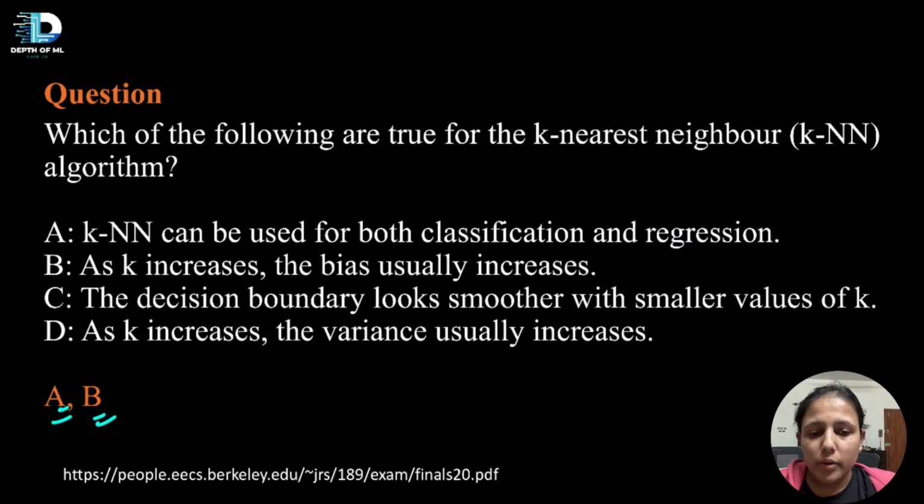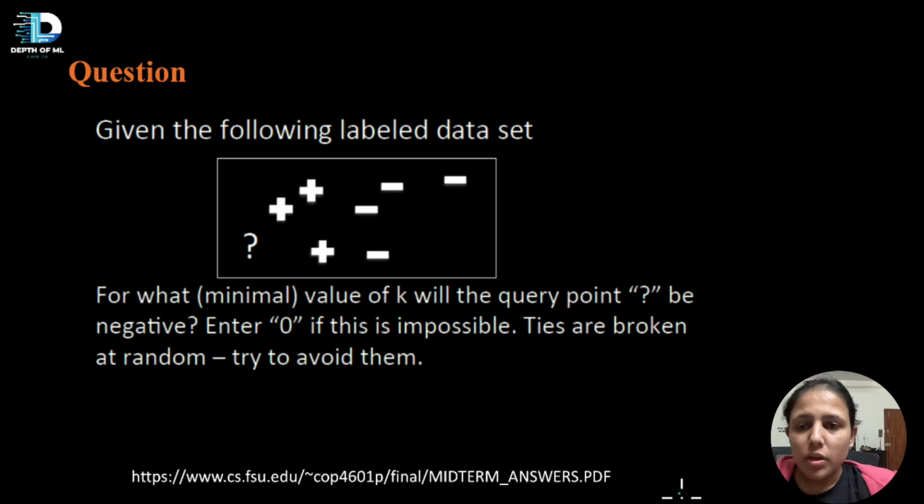Okay. Now let's solve one more question. Given the following labeled data set, for what minimal value of K will the query point question mark be negative? Enter 0 if this is impossible. Ties are broken at random. Try to avoid them. Okay.